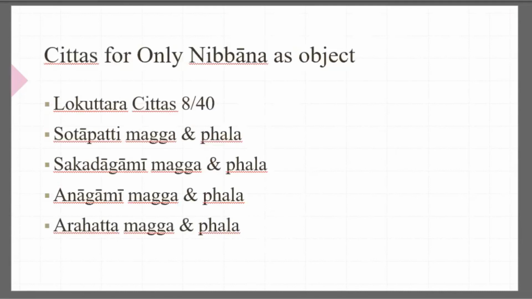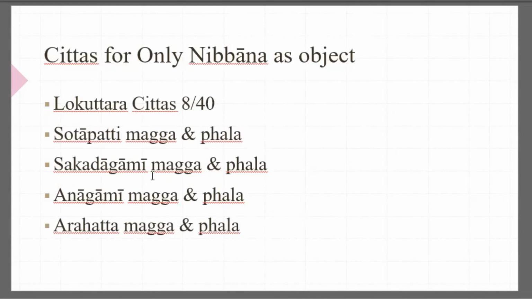Okay, let's move into the next one. Cittas that take only Nibbana as the object. What are they? It's obvious. 8 Lokuttara Cittas take only Nibbana as the object.